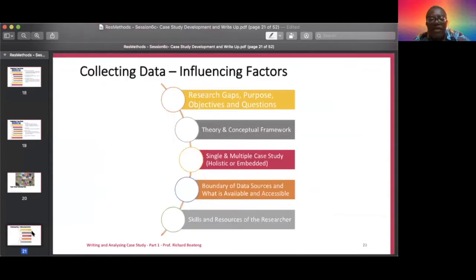Now, there are factors that influence the choice. Okay, there's a question here. Prof, some writers have suggested a categorization of cases: intrinsic, instrumental, and collective.